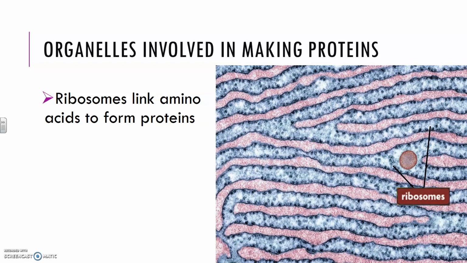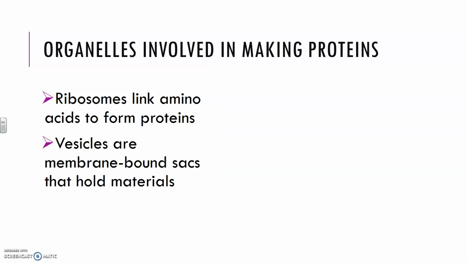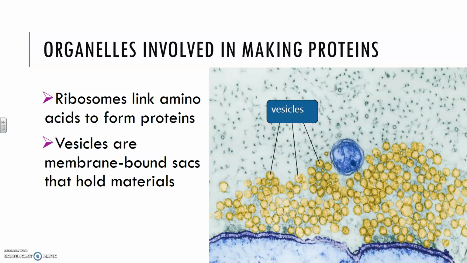Okay, so those are the little dots that you see all over this. There are a ton of ribosomes in this image alone. Then you also have vesicles. Vesicles are membrane-bound sacs that hold materials. They're kind of like the little storage bubbles inside the cell.